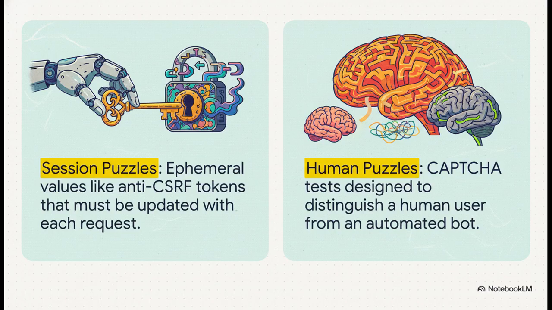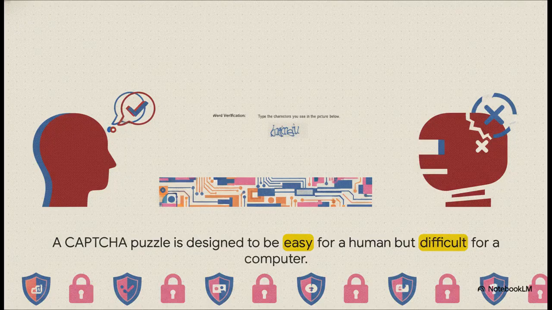On the other side, you have human puzzles, and the most famous of these is, of course, the CAPTCHA. We've all run into these. A CAPTCHA is just a test designed to tell humans and computers apart. It gives you a challenge, like reading some distorted text, that's supposed to be easy for a person to solve, but really difficult for an automated script, effectively stopping bots in their tracks.